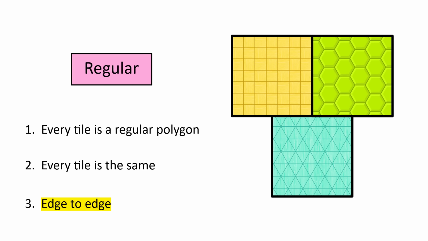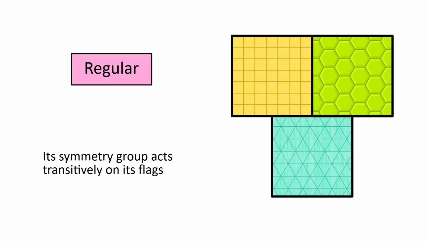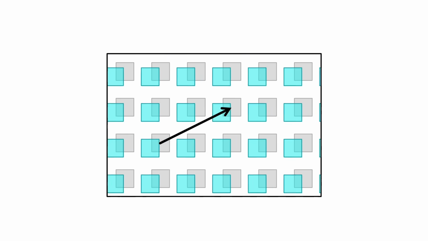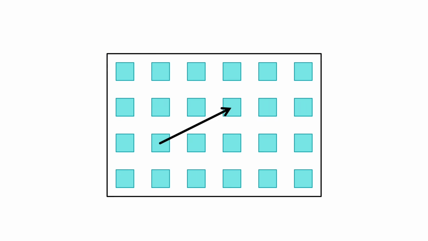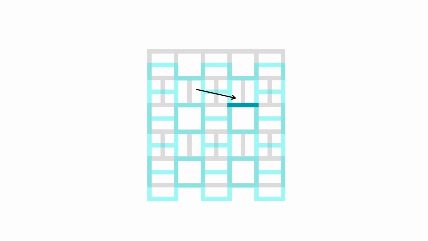The technical definition of a regular tiling is that its symmetry group acts transitively on its flags. Basically, you can map any tile onto any other without changing the tiling, and same for edges and corners. Even with the highly symmetrical brick pattern, you can't map this edge onto this one because they're fundamentally different.